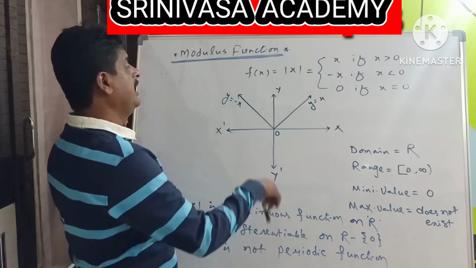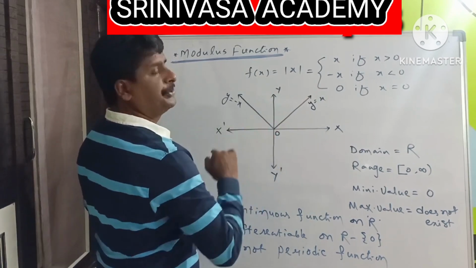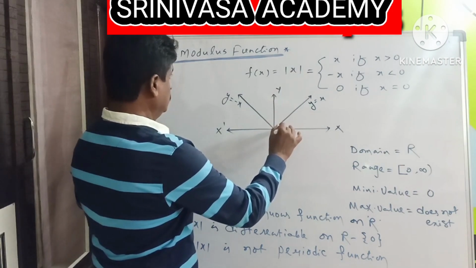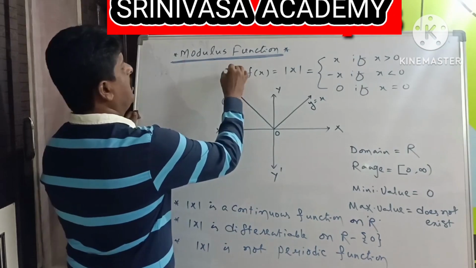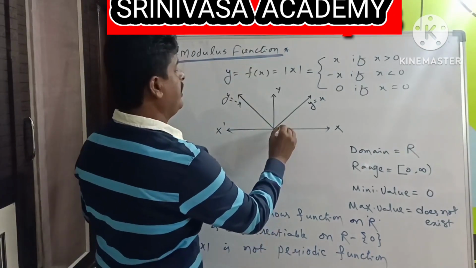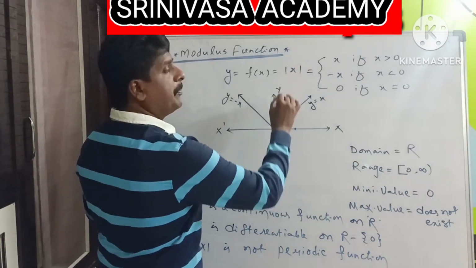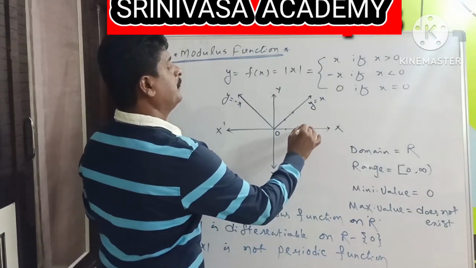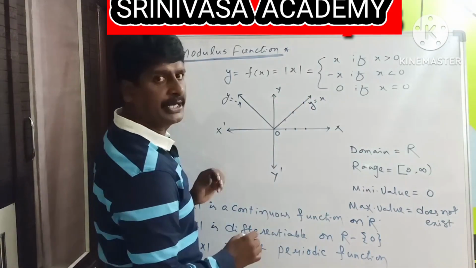Its graph will be V-shaped. Whichever positive values you take, suppose x value 1 we are taking, corresponding f of x, f of x means it is the y value, the corresponding y value will also be 1. Suppose x value 2 we take, modulus 2 will come out as 2 only, corresponding y value is 2. Suppose we take x value 3, the corresponding y value is also 3.